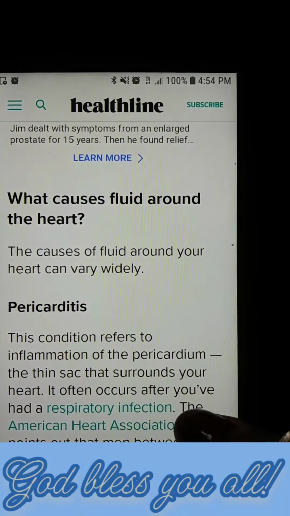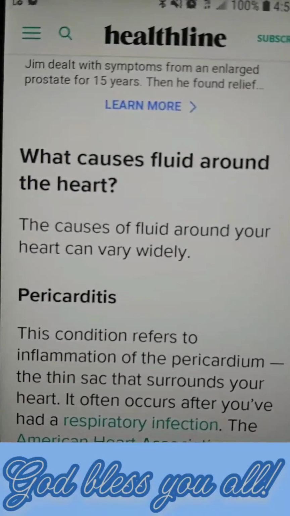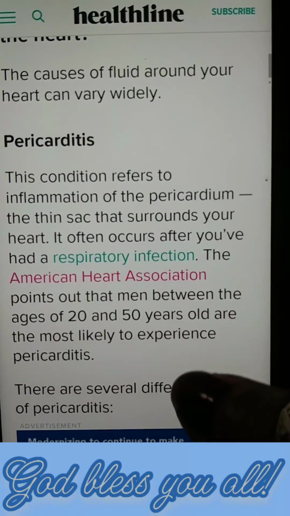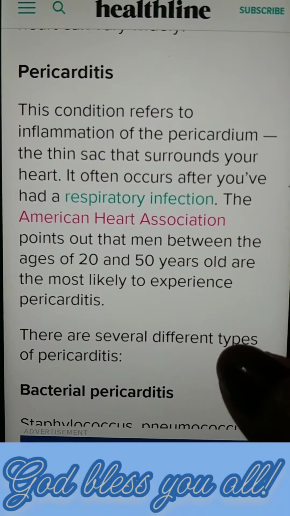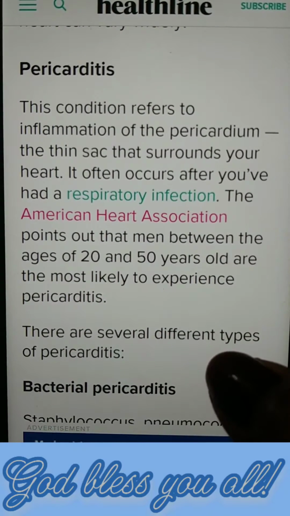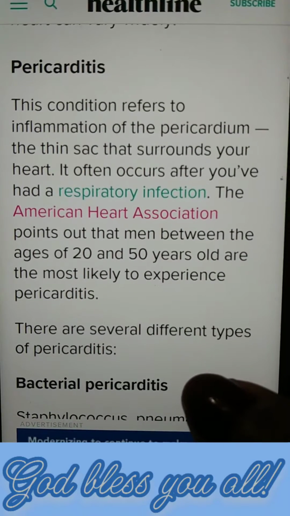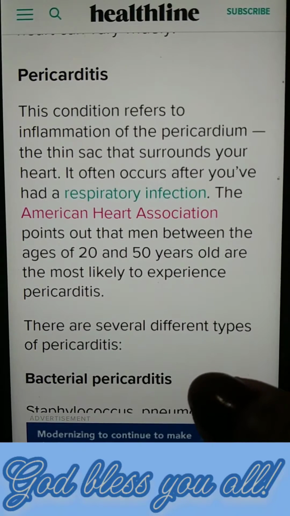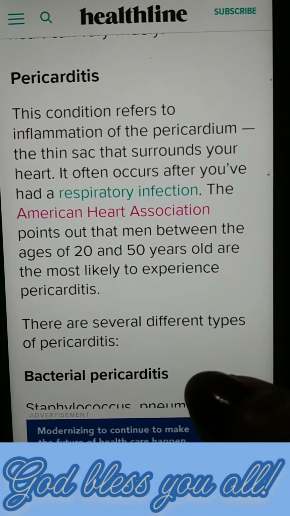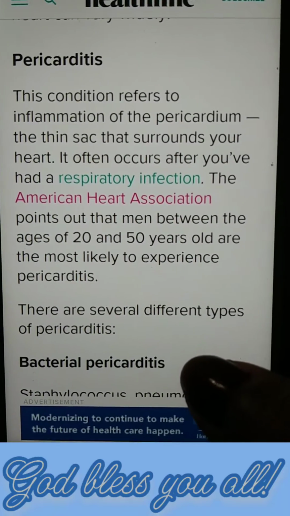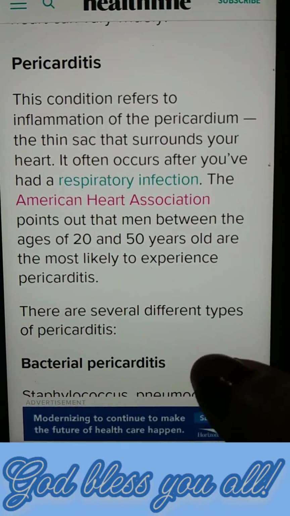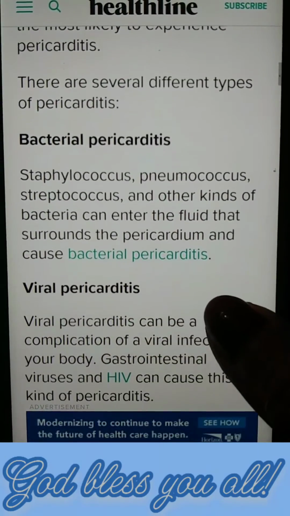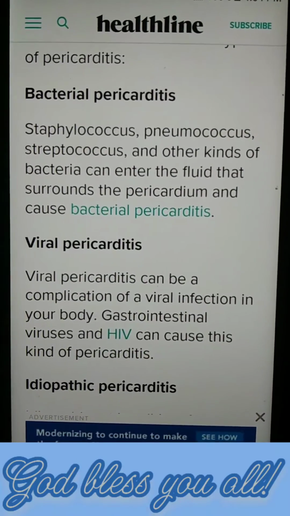What causes fluid around the heart? The causes of fluid around your heart can vary widely. Pericarditis. The condition refers to inflammation of the pericardium, the thin sac that surrounds your heart. It often occurs after you've had a respiratory infection. The American Heart Association points out that men between the ages of 20 and 50 are the most likely to experience pericarditis. There are several different types of pericarditis.